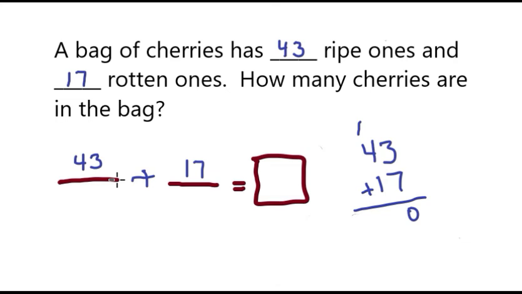We know 7 and 3 is 10. You drop the 0, you carry the 1. Now you add all of that together. You've got 4, 5, and 6. And we plug that number right in here. And now you have solved the word problem. You have 43 ripe cherries and 17 rotten cherries in a bag. And the question is, how many cherries do you have in the bag altogether? 60 is your answer.